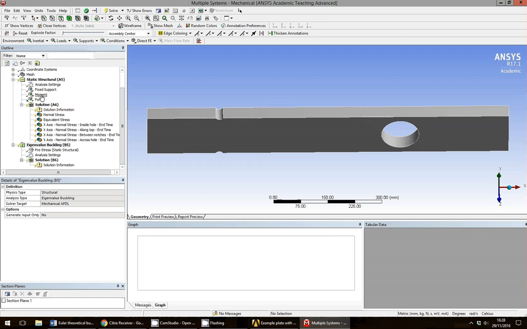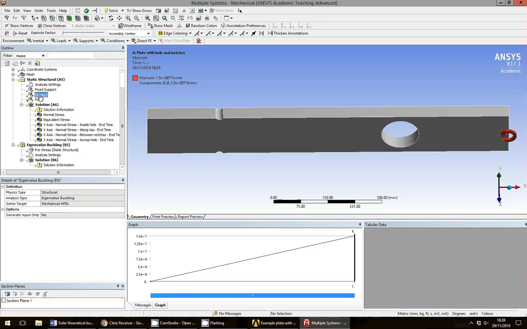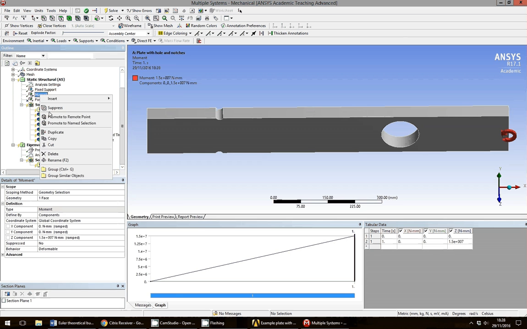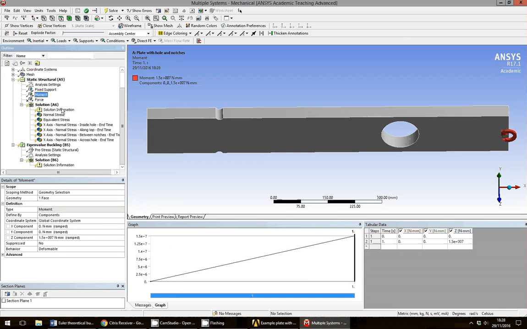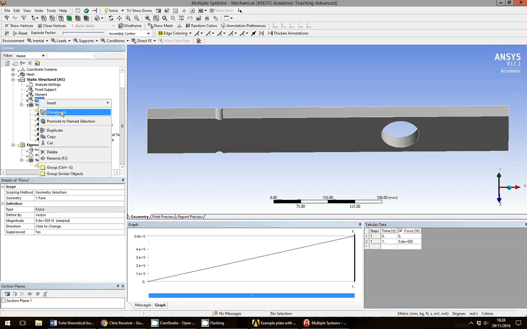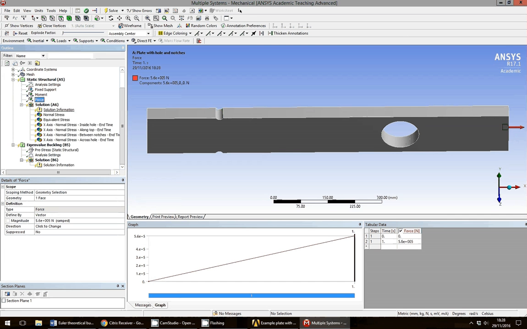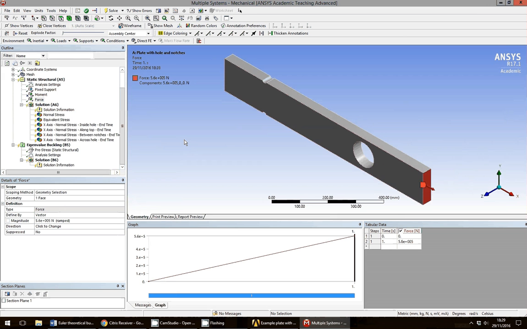Now, the first thing we might want to do is disable this moment. Let's do a simple axial loading. Let's activate or unsuppress the axial force. Currently it's a tension force acting here of 560,000 newtons or 560 kilonewtons.